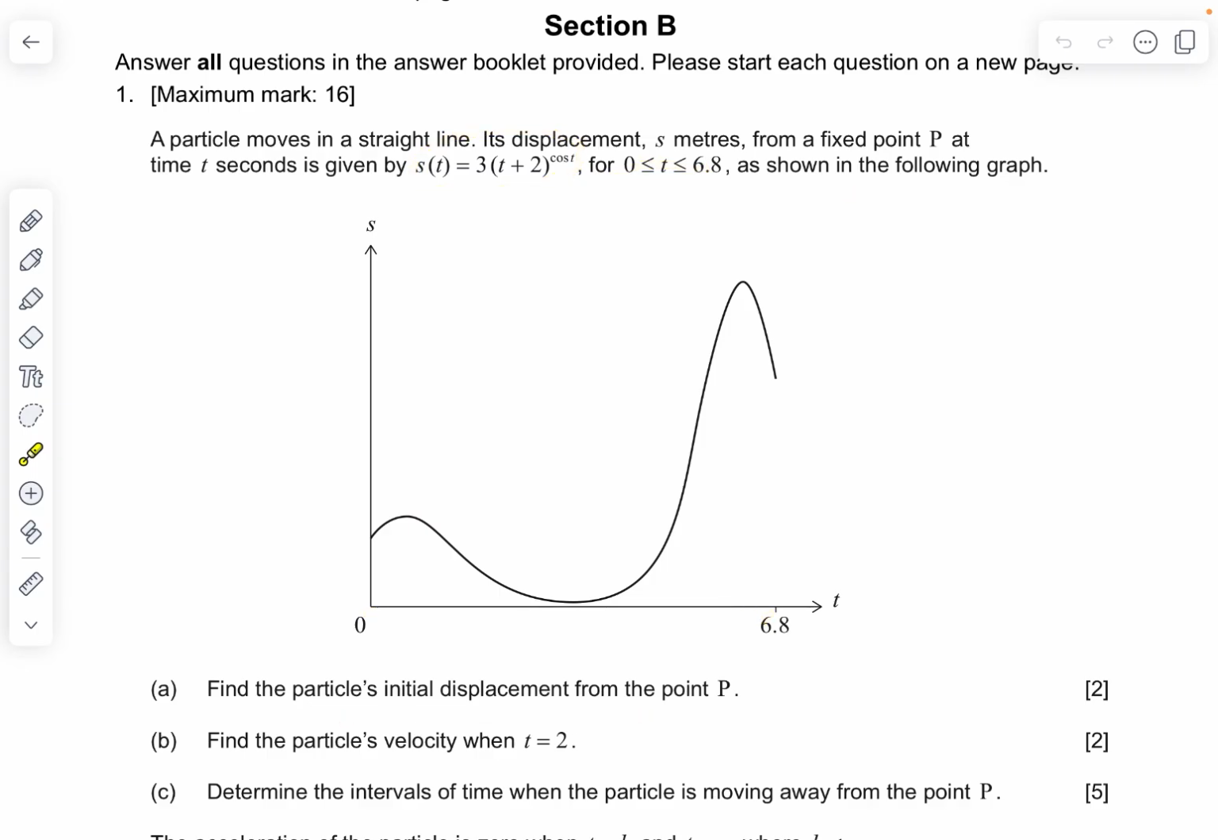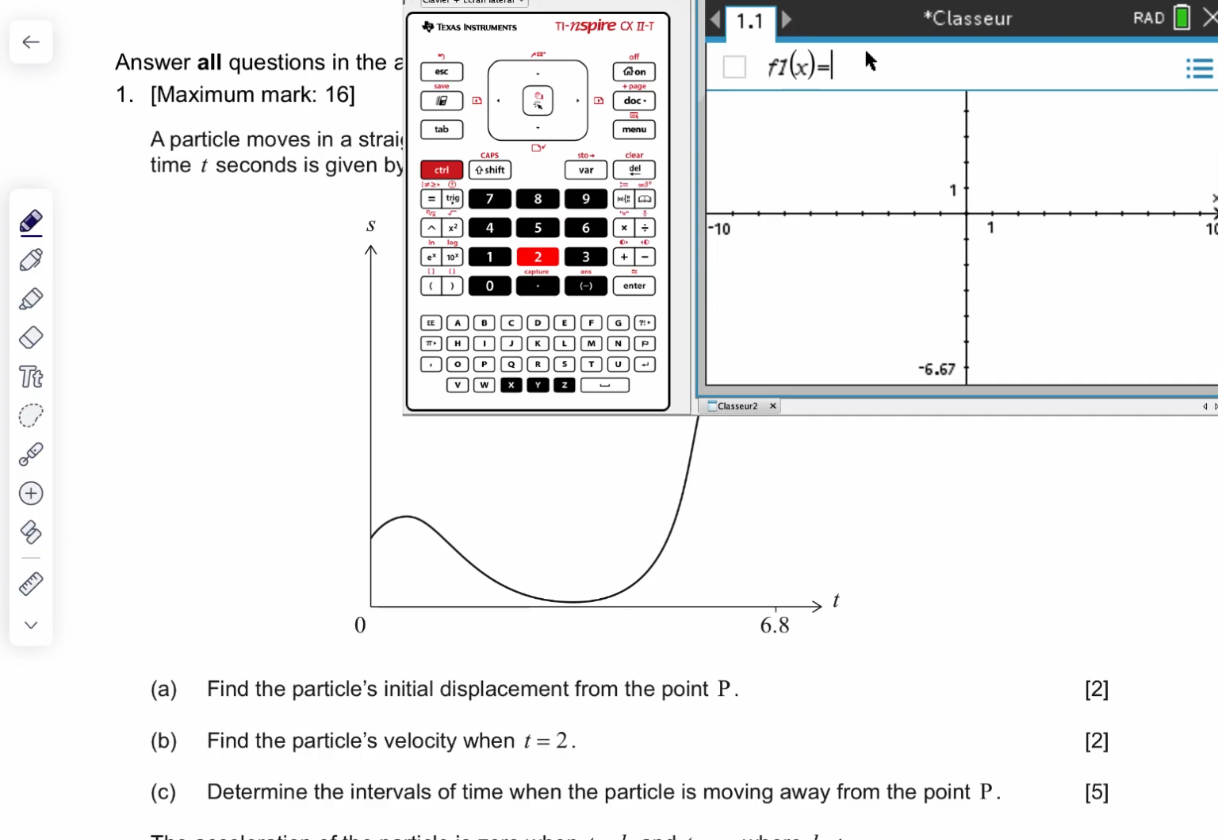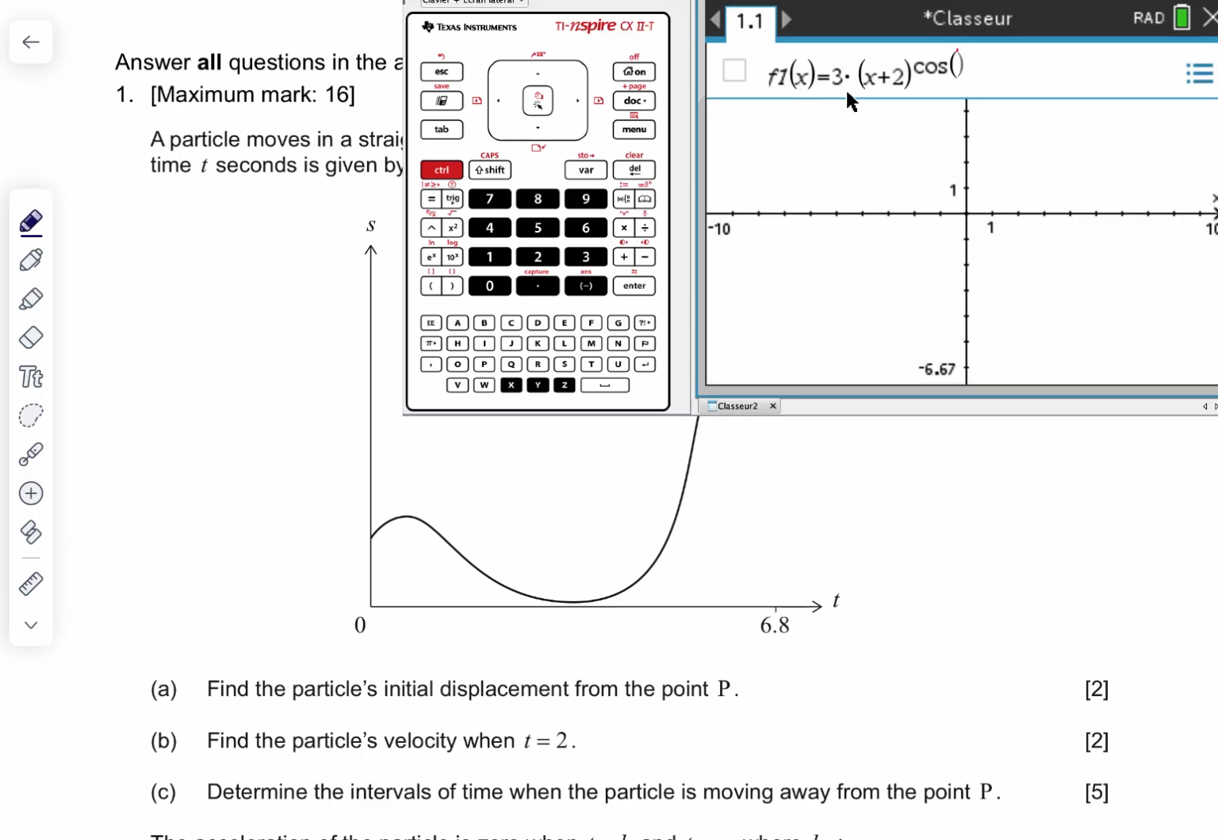Well, first thing I'll do is draw the graph to make sure it looks the same, making sure I'm in radians and making sure I go from 0 to 6.8. Page number 2. Let's draw the graph they've given us for s of t. So that's 3, I'll put a multiplication for the brackets just to make sure, x plus 2 to the power cosine x. Make sure I'm in radians because it's got cosine.